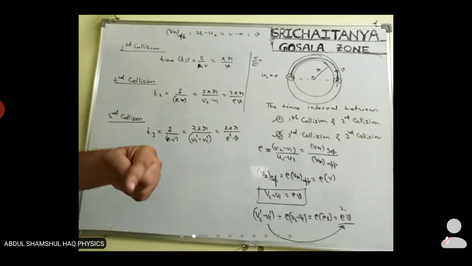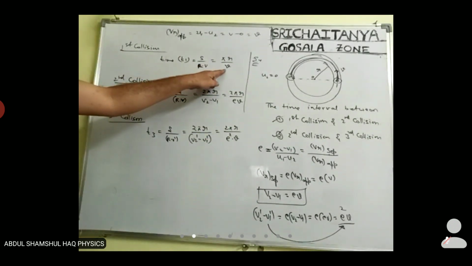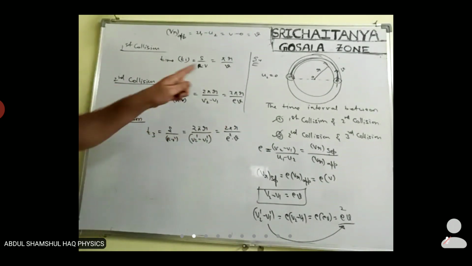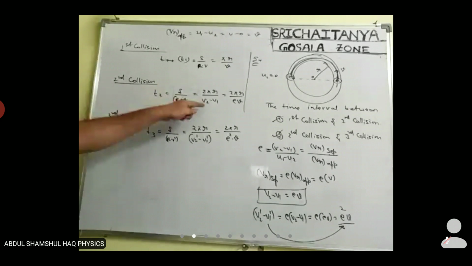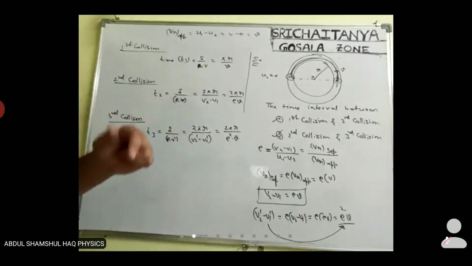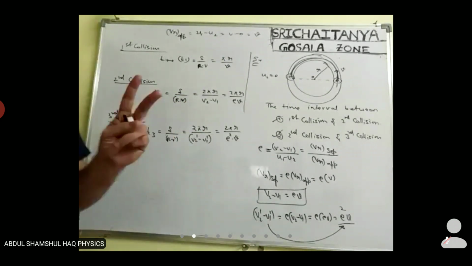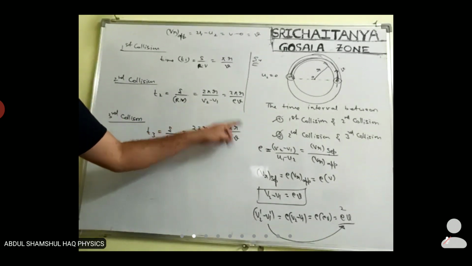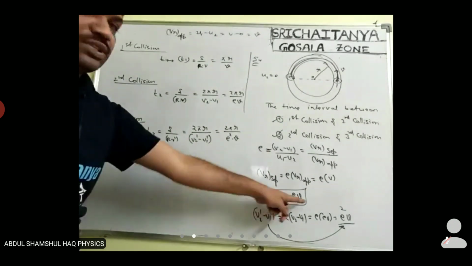Half the circumference divided by velocity v. For the second collision to take place, one circumference should be completed, 2 pi r by relative velocity. By the time the first collision has happened, both the bodies are brought into motion, and the relative speed between them will be equal to v2 minus v1, from the above expression, e v.